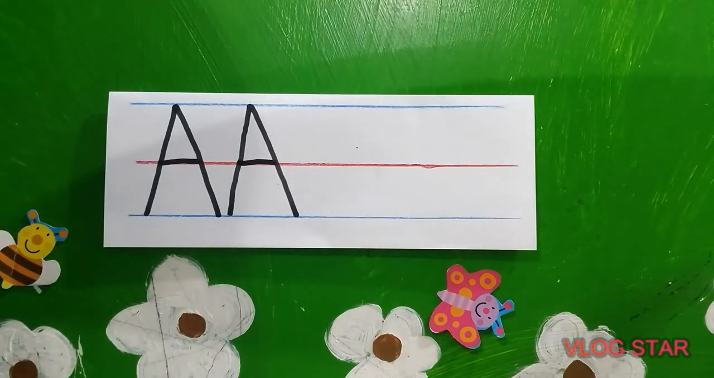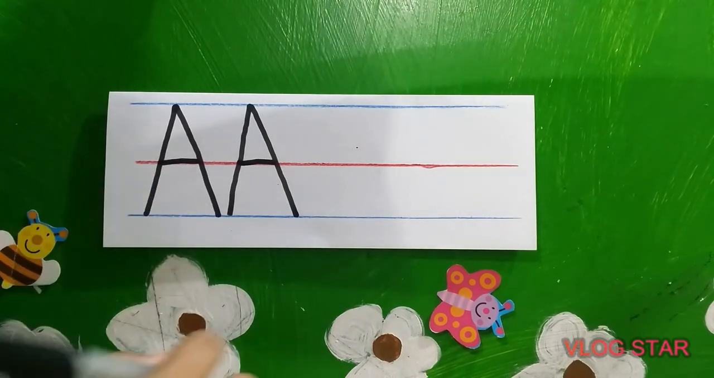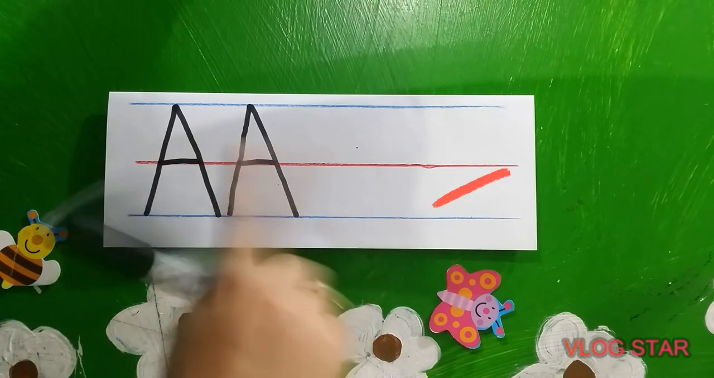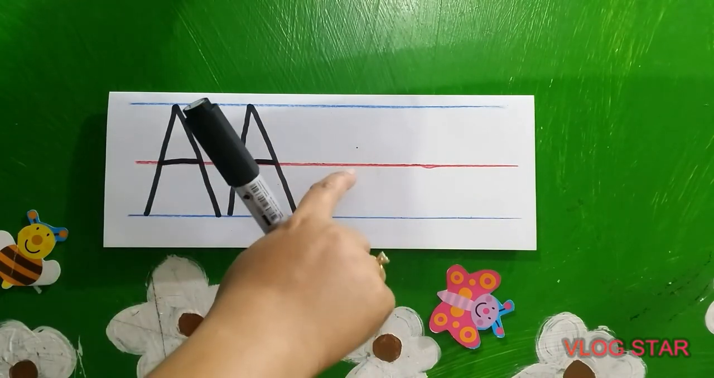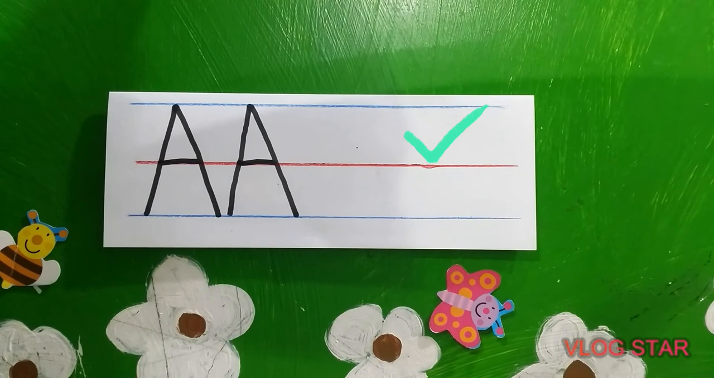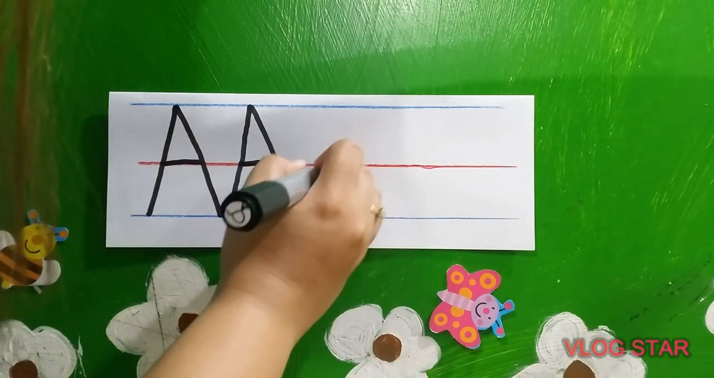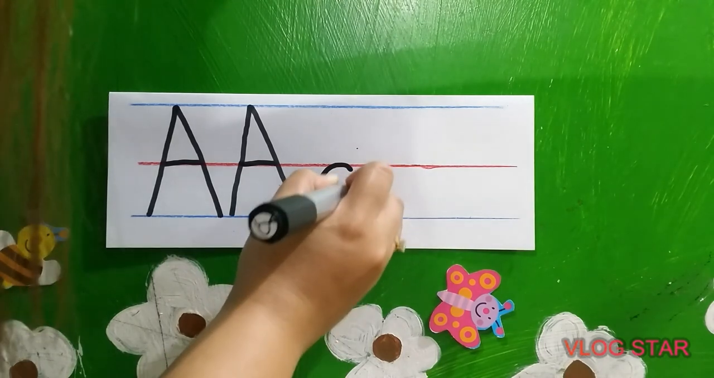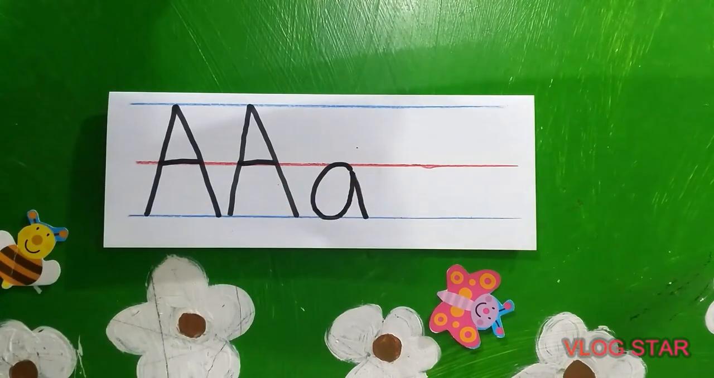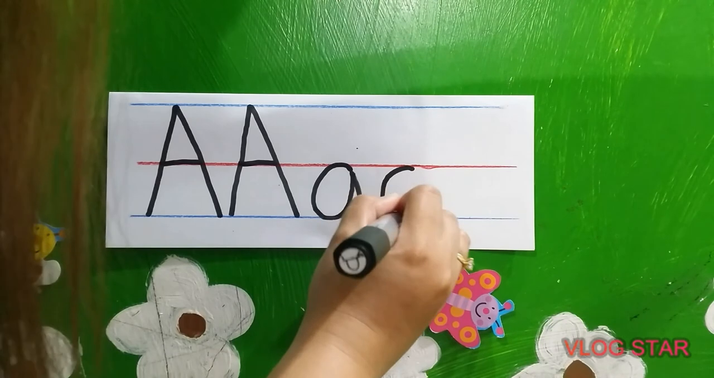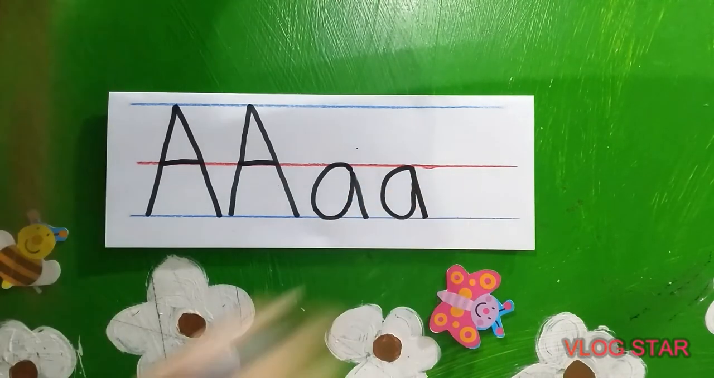For the small letter A, let's start on the red line. Is this the red line? No. Is this the red line? Yes, you're right. So let's make a circle up, down first. Again. Circle up. Down.